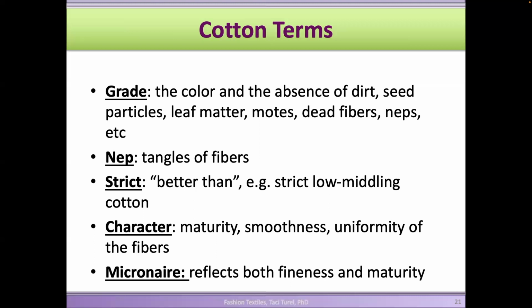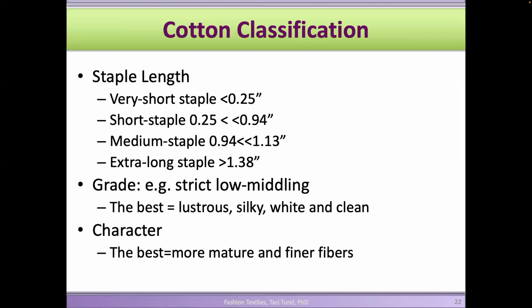Character of cotton means the maturity, smoothness, the uniformity of the fibers. And we also use this term micronair. This can be measured. You can get a number for the micronair of the fiber, and that's basically about the fineness and maturity of the fiber.